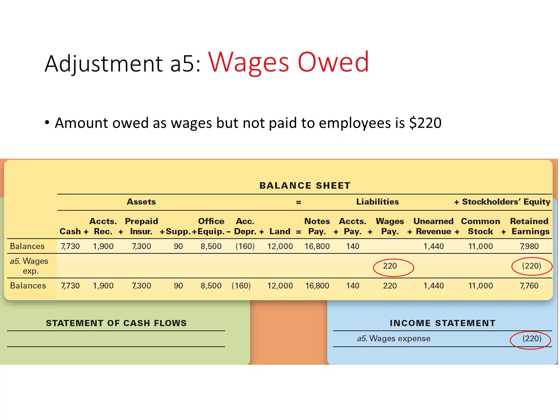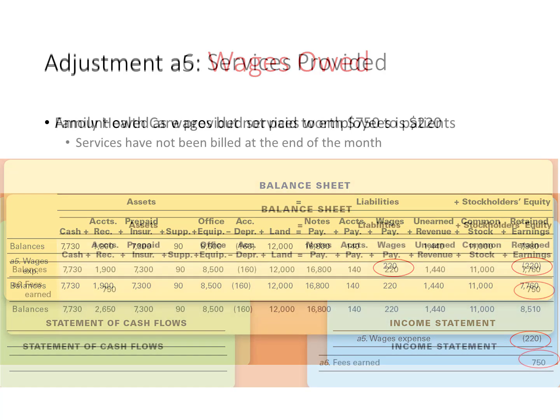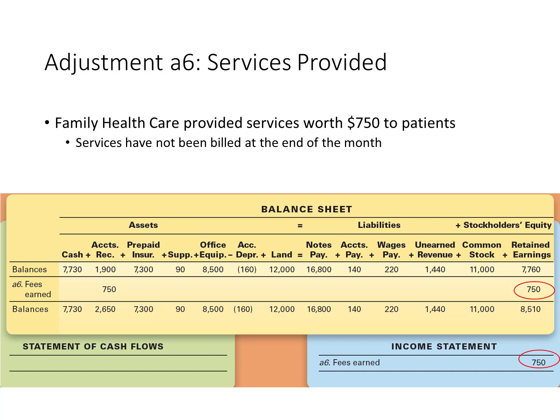In this case, we determine that $220 of wages were consumed during the month but not paid. Therefore, we're going to create the liability of wages payable. Given the fact that these are resources that were consumed, we have a wage expense. And given the fact that this is an expense, this represents a decrease in retained earnings. This does not have an effect on the statement of cash flow. Let's look at the final adjusting entry.